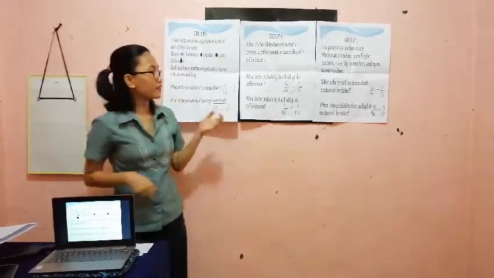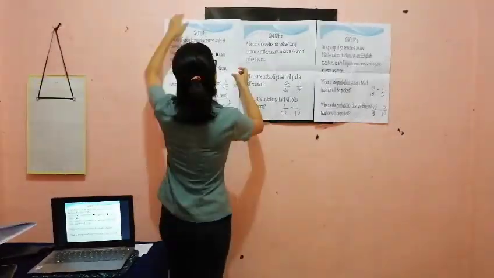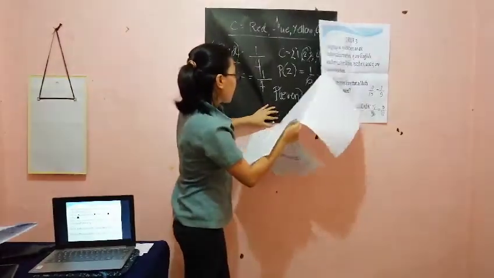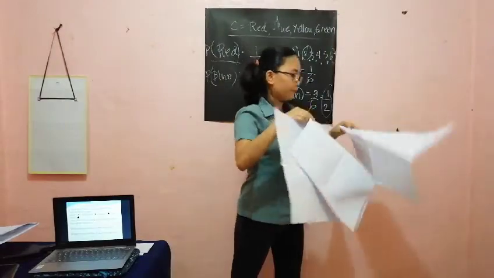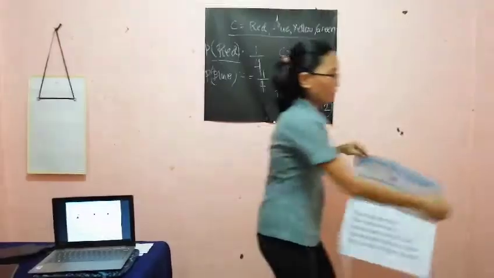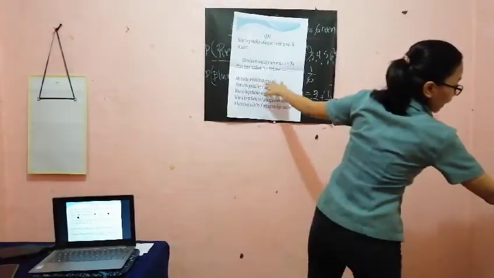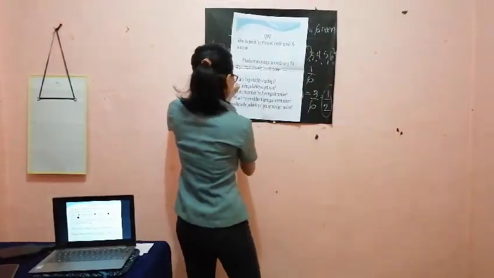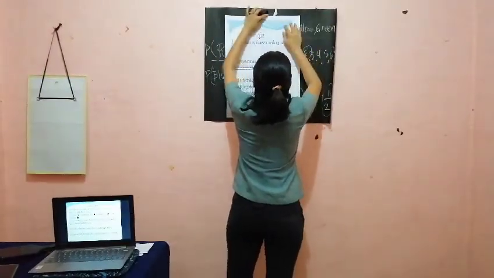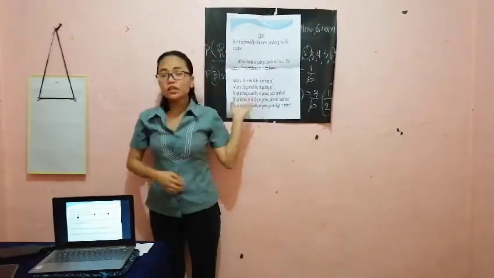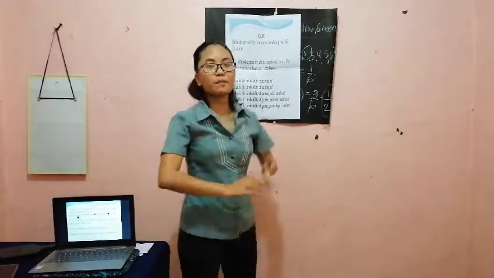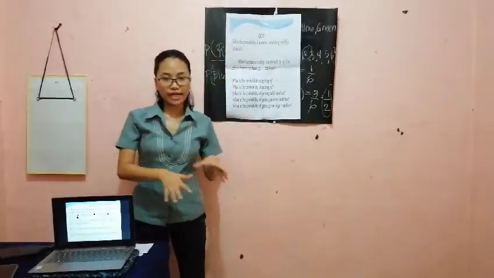Okay, since you already understand our lesson for today, let's have a short quiz. Get 1/4 sheet of paper and write your name. Again, don't forget to write your name on your paper. So here is your quiz. You may now start answering. Okay, time's up. Exchange papers with your seatmate and write "corrected by" on the paper.